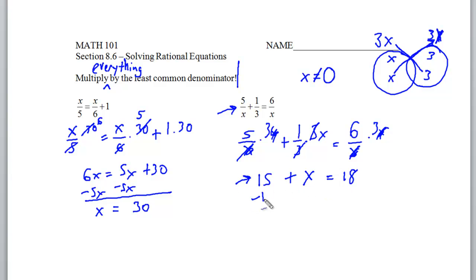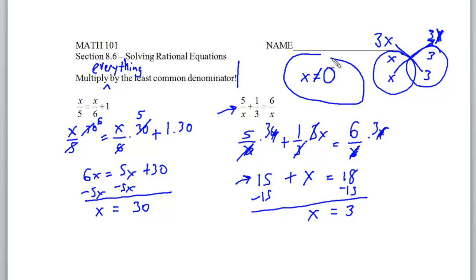Now, one thing about my language here, notice I'm saying canceling. In proper mathematics, there really is no canceling. It is actual simplification. So when I say cancel, if you're really trying to be persnickety about it, it really is simplification. So x is equal to 3, and since it did not hit my danger zone number of x equals 0, that's a valid answer.